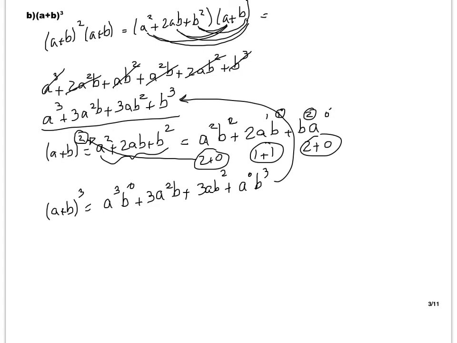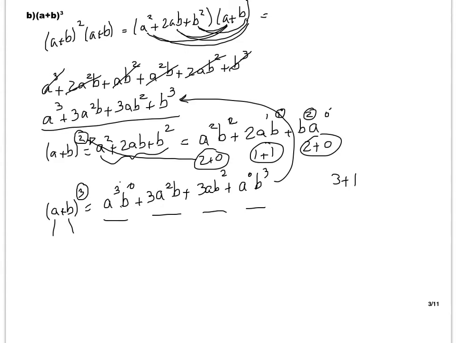The first thing, the exponent here is 3. You have 1, 2, 3, 4 terms. So 3 plus 1 gives you the number of terms that you have to have in your expansion. The next one, every term has the parameters, the terms 1 and 2 of your binomial, a and b. Here you have a and b in every term.